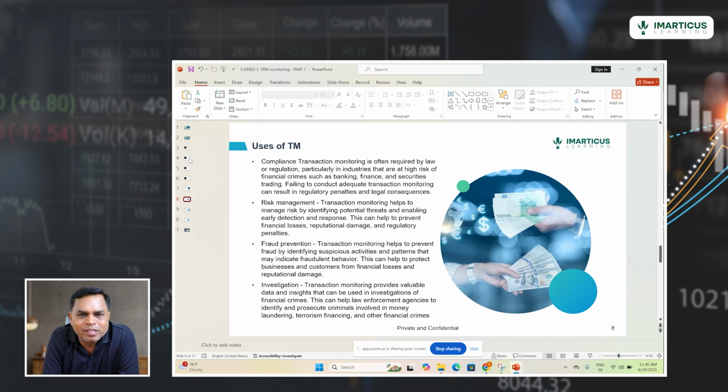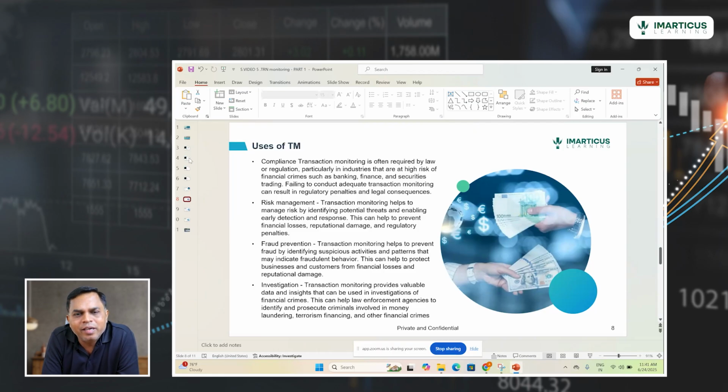Second is risk management. Transaction monitoring helps the banks manage various risks, like operational risk, reputational risk or legal risk. Third, transaction monitoring is essential for fraud prevention. If the banks or financial institutions can track and do transaction monitoring effectively, it will help them prevent fraud or any other financial crimes.